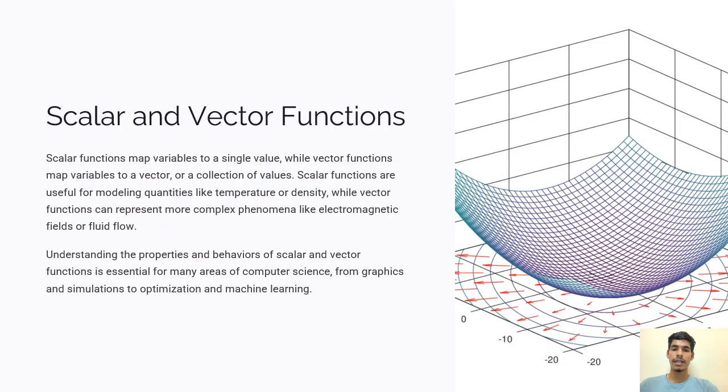Then we will be studying scalar and vector functions. What are scalar functions and what are vector functions? Scalar functions map variables to a single value, while vector functions map variables to a vector or a collection of values. Scalar functions are useful for modeling quantities like temperature or density, while vector functions represent more complex phenomena like electromagnetic fields or fluid flow. Understanding the properties and behaviors of scalar and vector functions is essential for many areas of computer science, from graphics and simulations to optimization and machine learning.